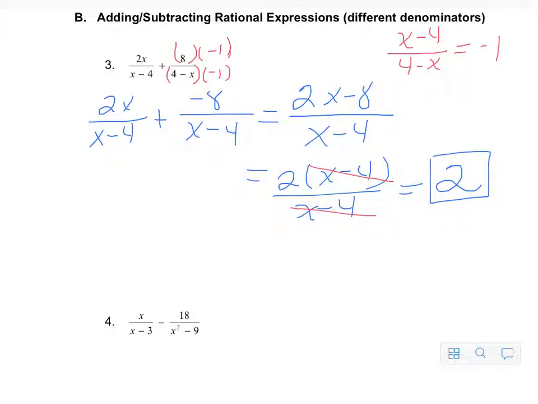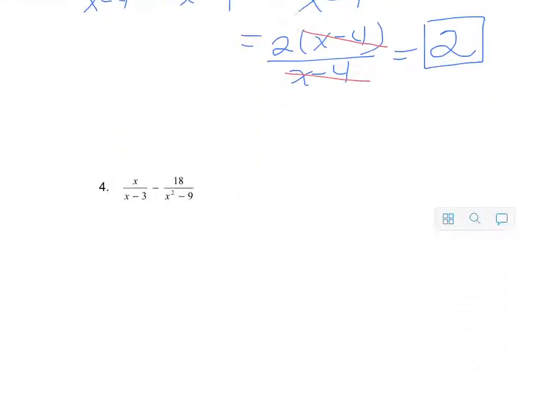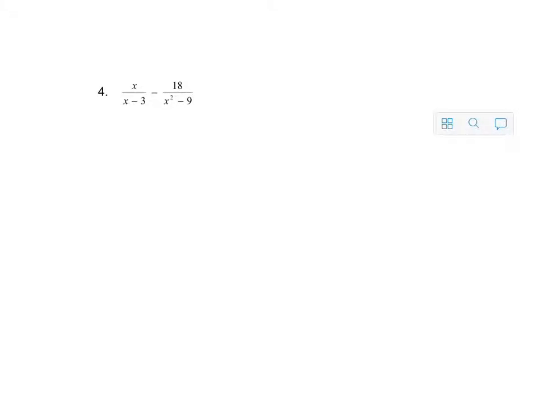That one wasn't too bad. Let's go to the next one here. This one's a little different, okay? Because basically they don't look the same where they're in opposite order or anything. So when you've got two binomials that look completely different, what you want to do is make sure the denominators are factored. All right, I can't do anything to x minus 3, but x squared minus 9 is a difference of squares, so it's x minus 3 times x plus 3.